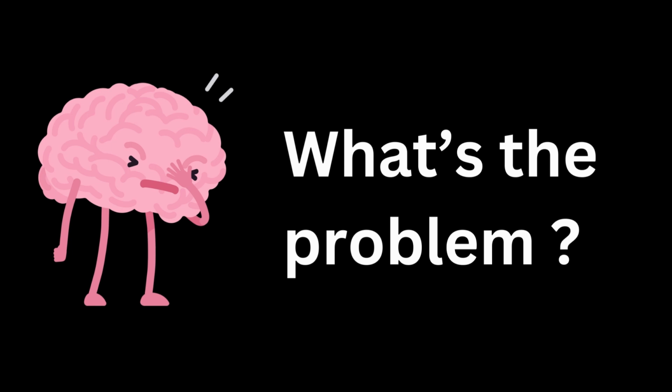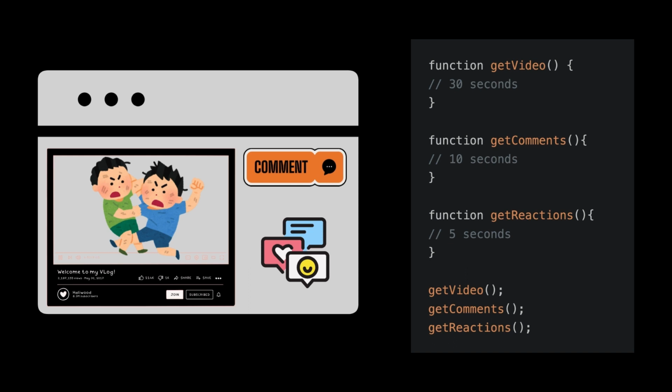But what could be the problem? Well, we all know that the world is not that simple. It's more impatient and random. Take a look at this scenario. Here I have got a web page which is showing a video similar to what we have on YouTube. There's a video being run on the left side, and on the right we have got the comments and the reactions after it. So if I have to represent this in terms of function calls, I have got a getVideo function which runs for about 30 seconds. And then I have got getComments, which pulls in all the comments. And then I have got getReactions, and they are called sequentially.